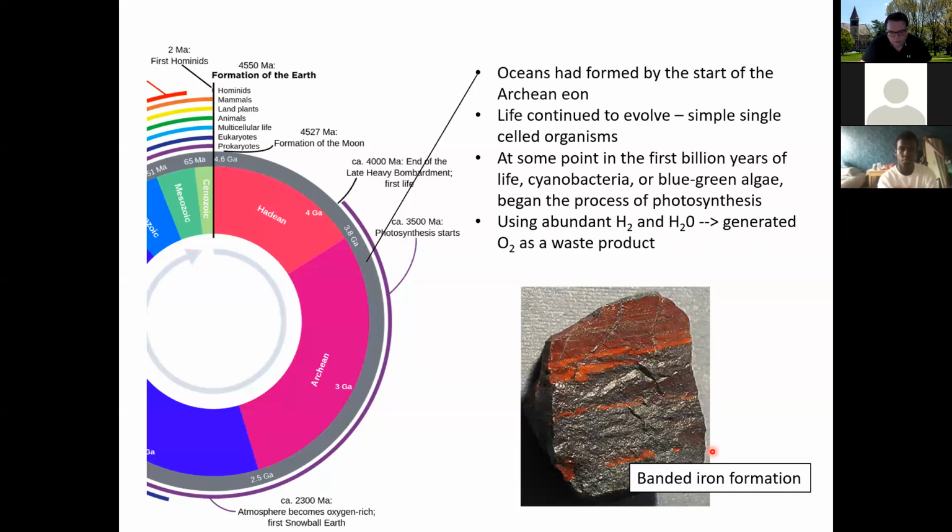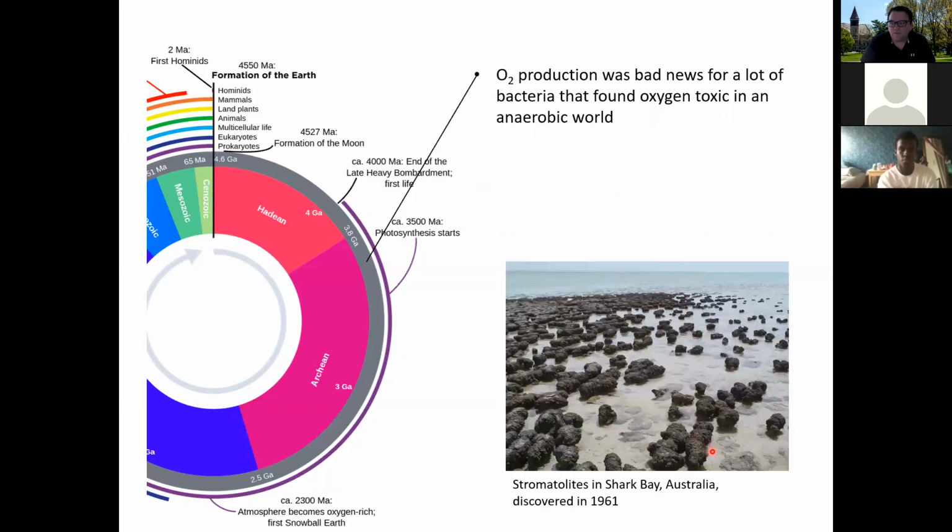So this obviously implies there had to be free hydrogen and water in order to develop oxygen as a waste product. What's important here, and again, coming back to this, I want you to consider the uniqueness of the Earth currently having an oxygen-rich environment, is that, quite frankly, oxygen production was really bad news for a lot of the bacteria that lived in these early forms of oceans.